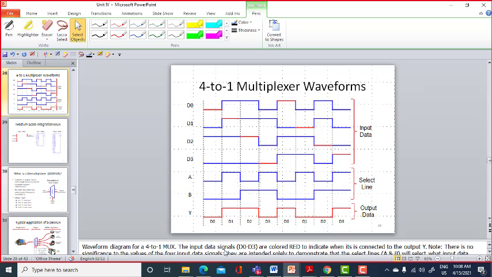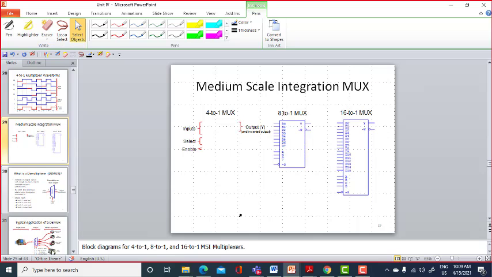These are the waveforms. When you draw your waveforms, see your select line 0 0, whatever data is available in your D0 will be transferred to your output. D0 is low, so this is low. And when the select line is 1 0, whatever data is available in your D1, it is high, so high will be transferred to your output. Okay, this is how you can correlate your input and the output of your 4:1 multiplexer. So you have 4:1, 8:1 and 16:1 multiplexers, with 3 select lines for the 8:1.